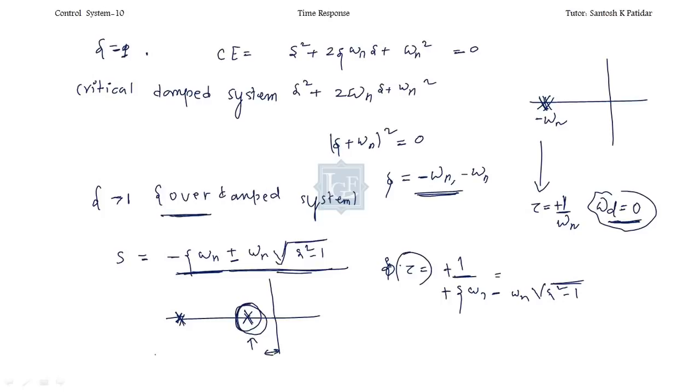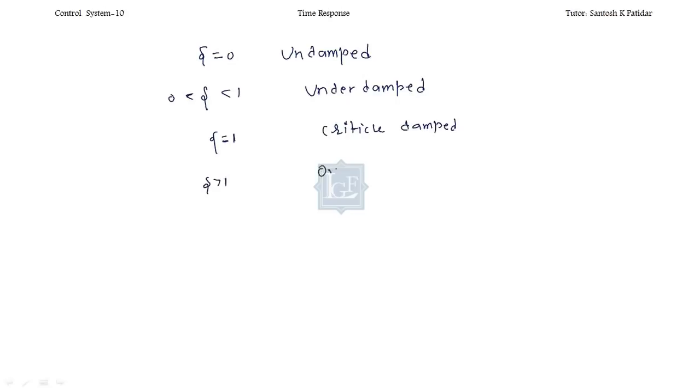So now we can conclude it. Correct. The conclusion will be: if your zeta is 0, it is an undamped system. If your zeta is between 0 and 1, this is an underdamped system. If your zeta is exactly 1, this is a critically damped system. If your zeta is greater than 1, this is an overdamped system.